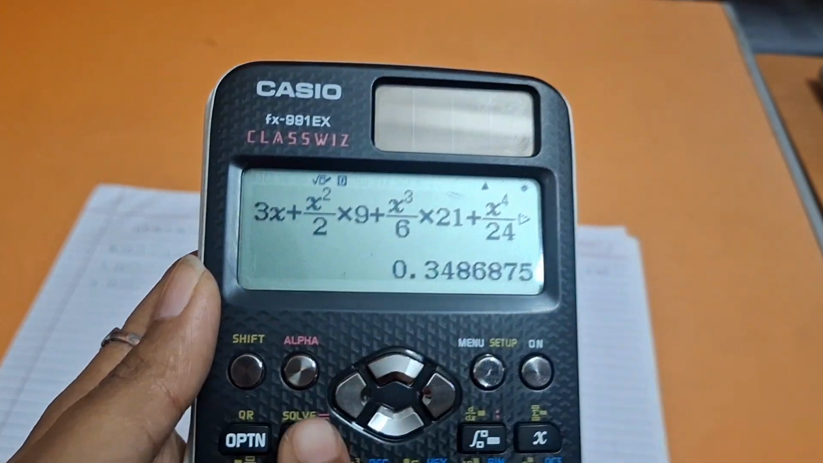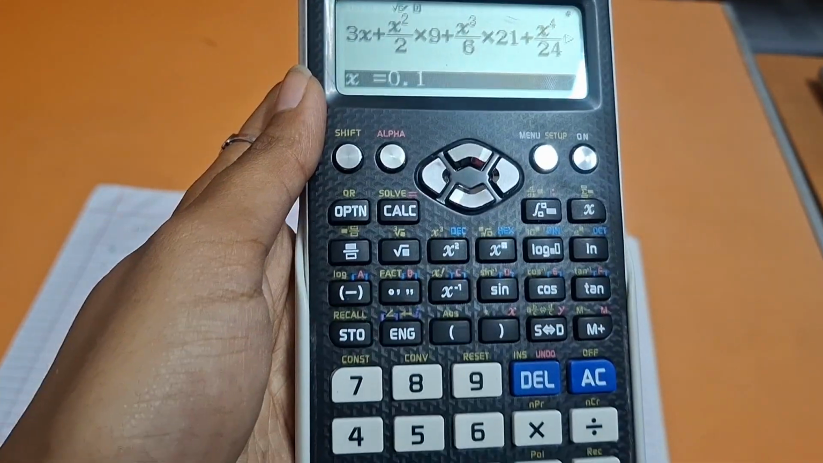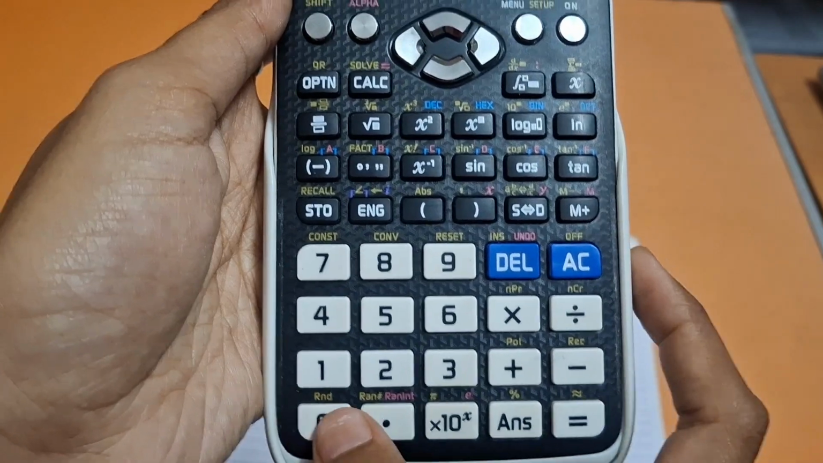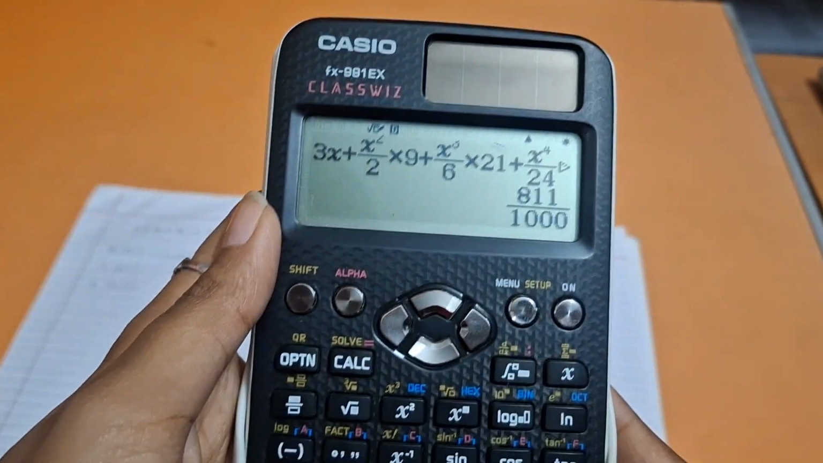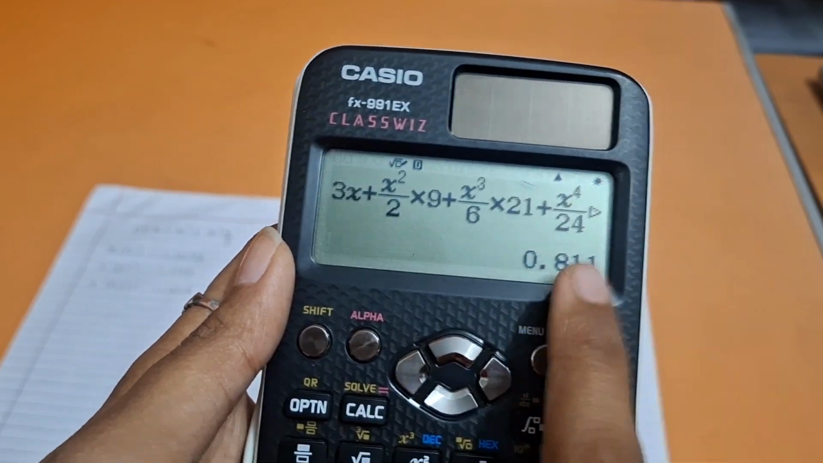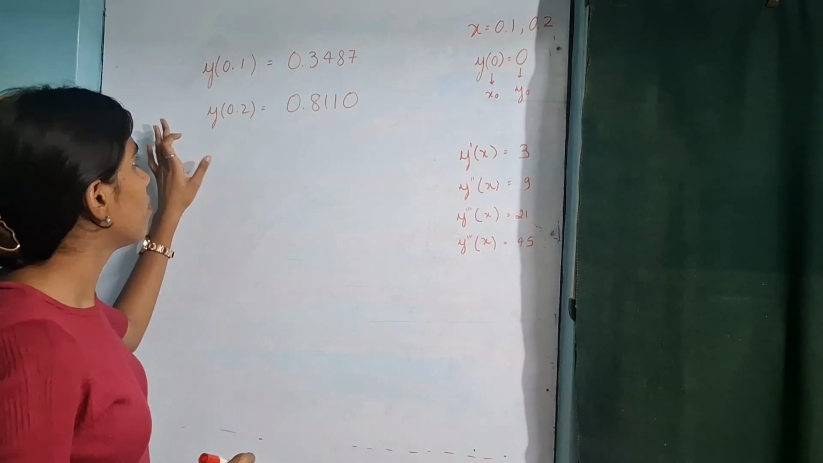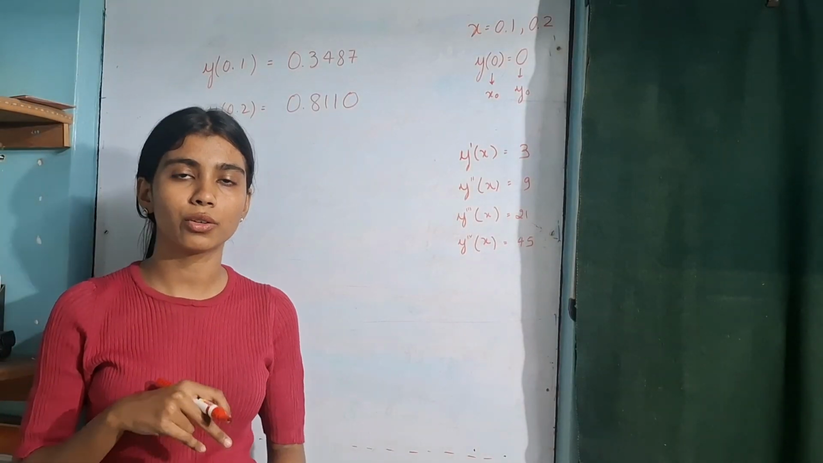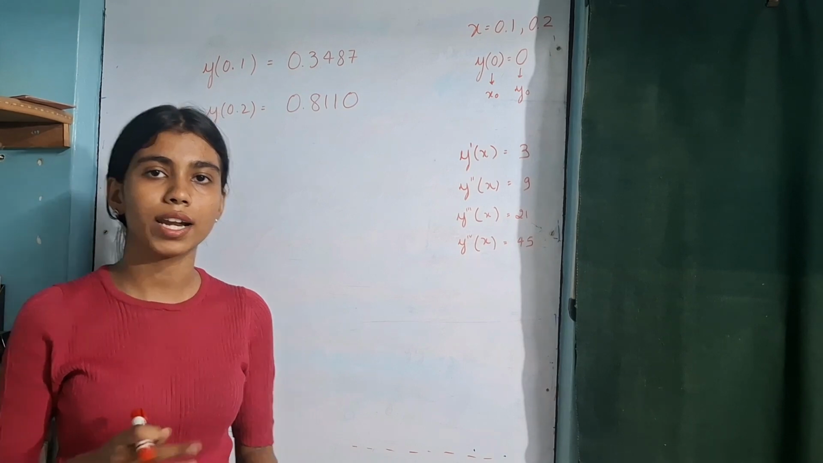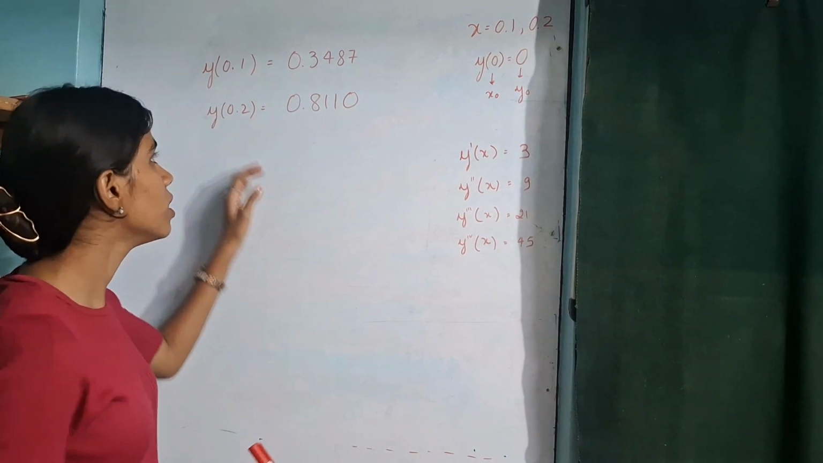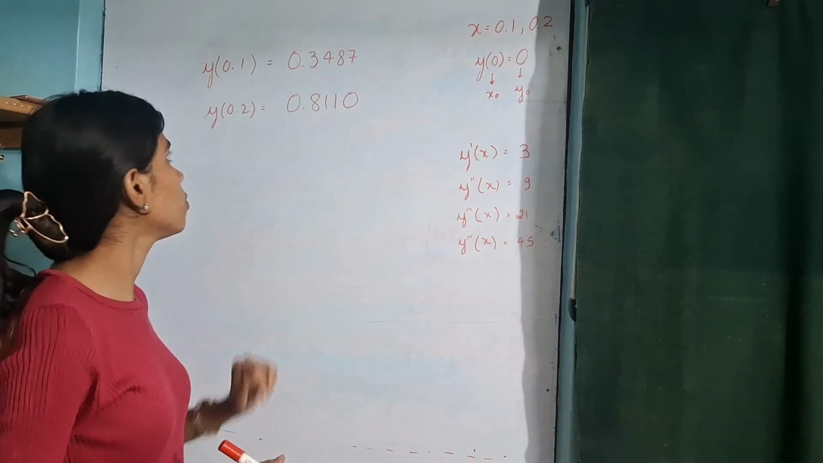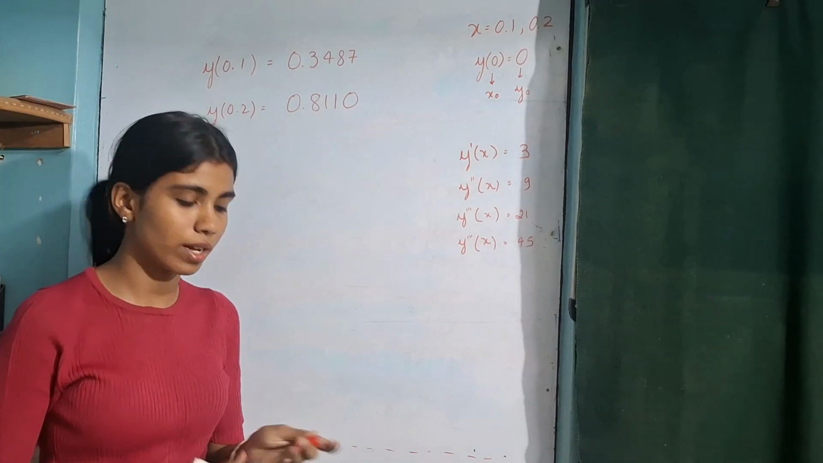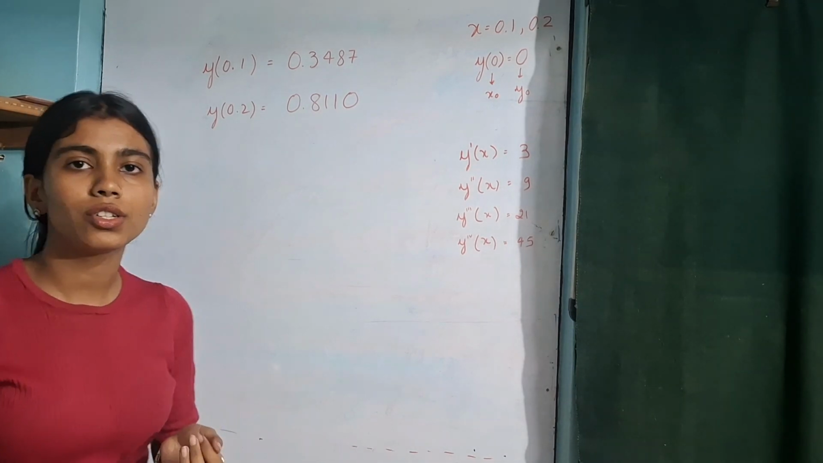Again press the button solve, and then put whatever your value is. My value is 0.2, and then we have your answer as 0.811. So after showing how to put the values in the calculator, y of 0.1 we get 0.3487, and y of 0.2 we get 0.8110. So this is the solution of the problem 2.